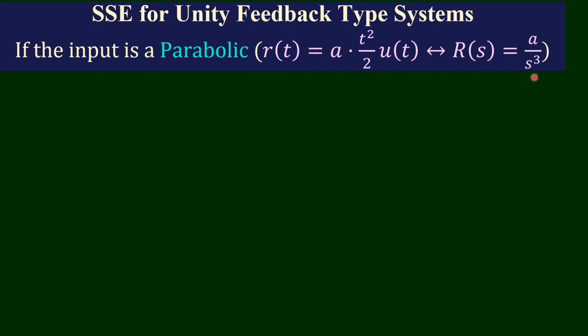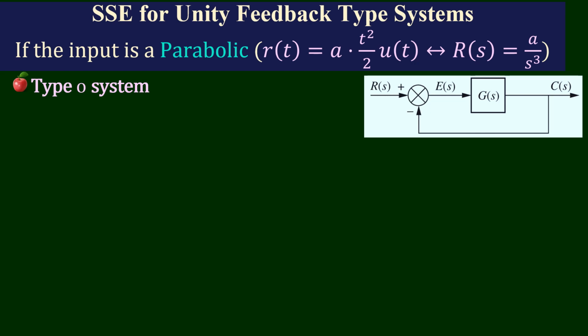So once again the signal input to the system is the parabolic signal now. Before we tried with the ramp and step. So if it is a parabolic signal, what will happen to the steady state error? So we look at the type 0 system. In the type 0 system, again we can write like this.